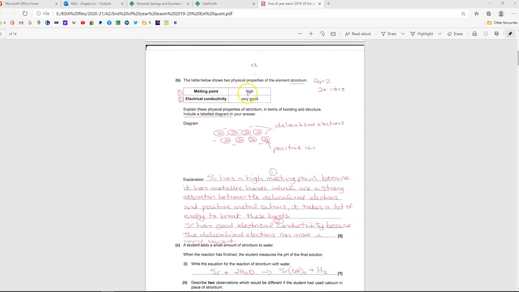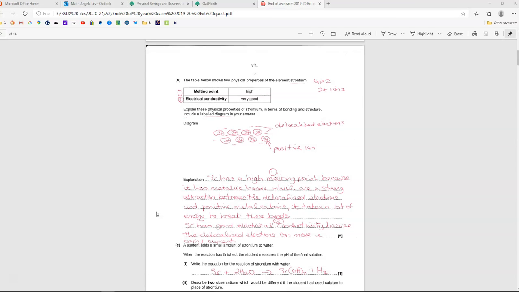So first of all, look at melting point and explain why it's high. Obviously, because it's got metallic bonds, they're strong. And when you're talking about melting point, you nearly always need to make this statement: it takes a lot of energy to break the bonds. Obviously, you need to have shown that you know what those bonds are, the attraction between delocalized electrons and the positive ions.